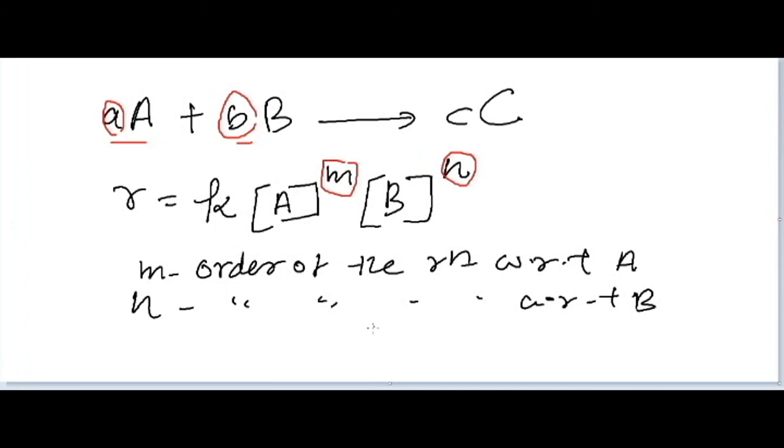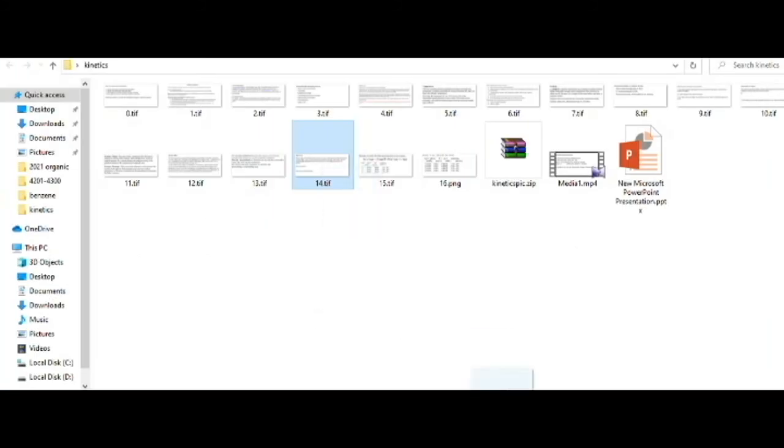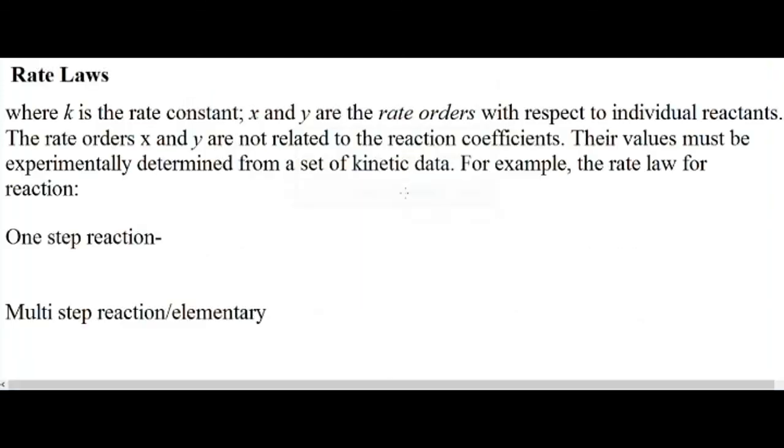Okay, so now I will go to the slide. In the given space you can write K is the rate constant, and M and N are the orders for the reactants. The orders M and N are not related to the reaction coefficients. That's why I explained the values must be experimentally determined from a set of kinetic data, for example the rate law for a reaction.